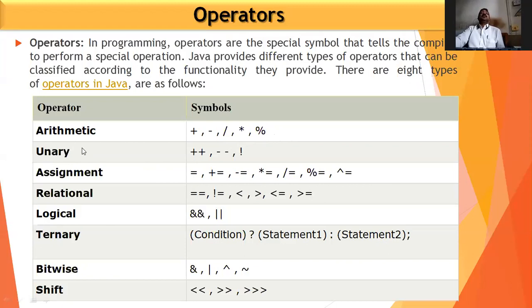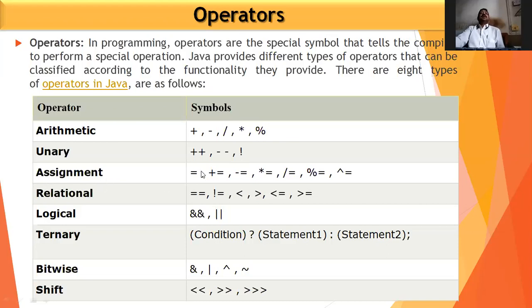Next is unary. We know that the operators plus plus, minus minus are unary operators, and we use these operators in C as increment and decrement operators. The exclamation sign is also used as a unary operator because it is a negation sign.